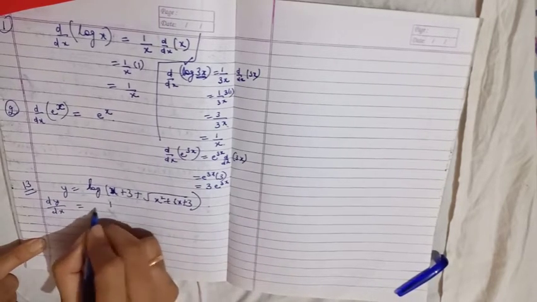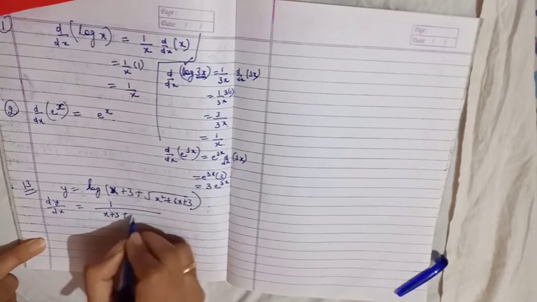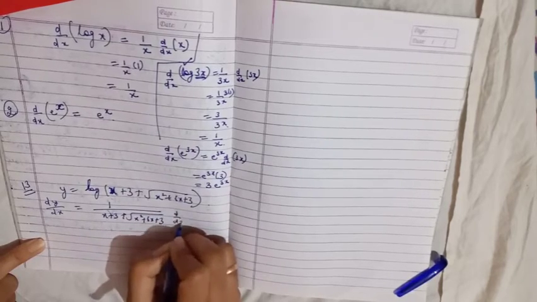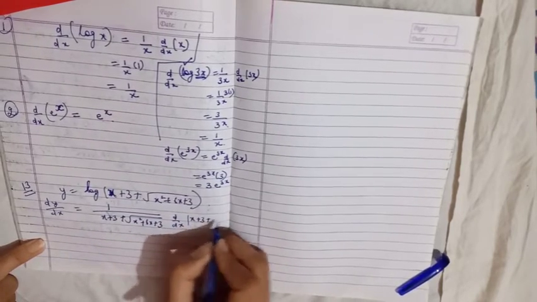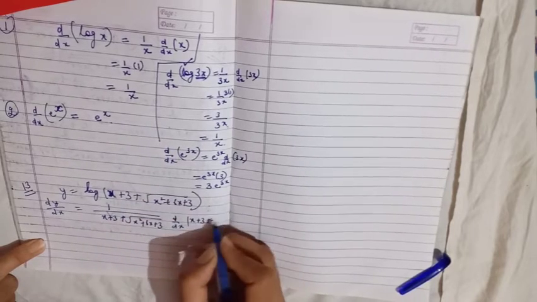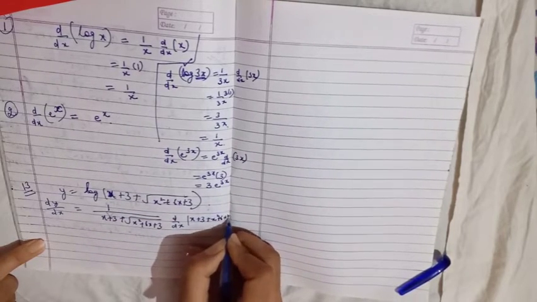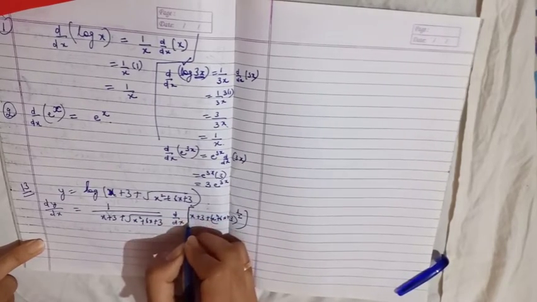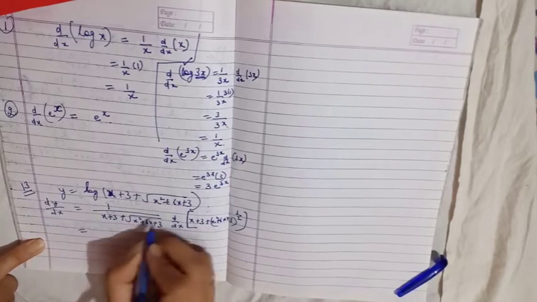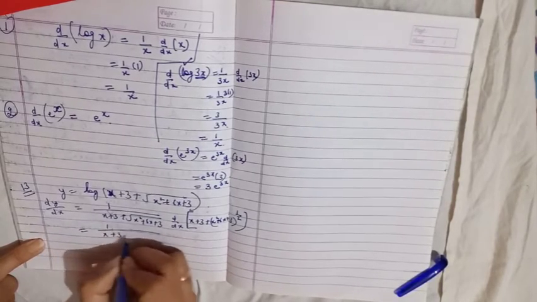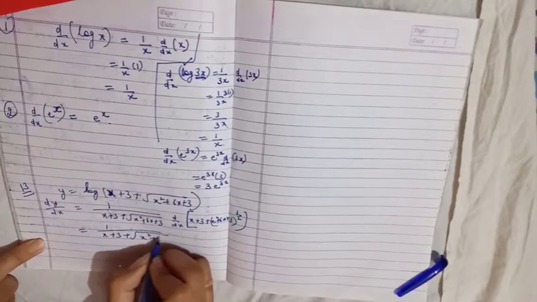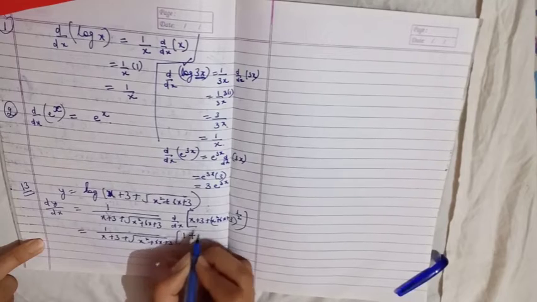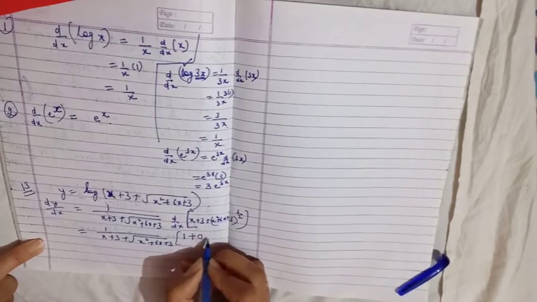So it will be 1 over x plus 3 plus root x square plus 6x plus 3, into the derivative of the function, that is x plus 3 plus, now I am going to write this root as power 1 by 2. You all know why I am using this method. I have told you earlier. Now what is the derivative of x? It is 1. What is the derivative of 3? It is 0 because 3 is constant.